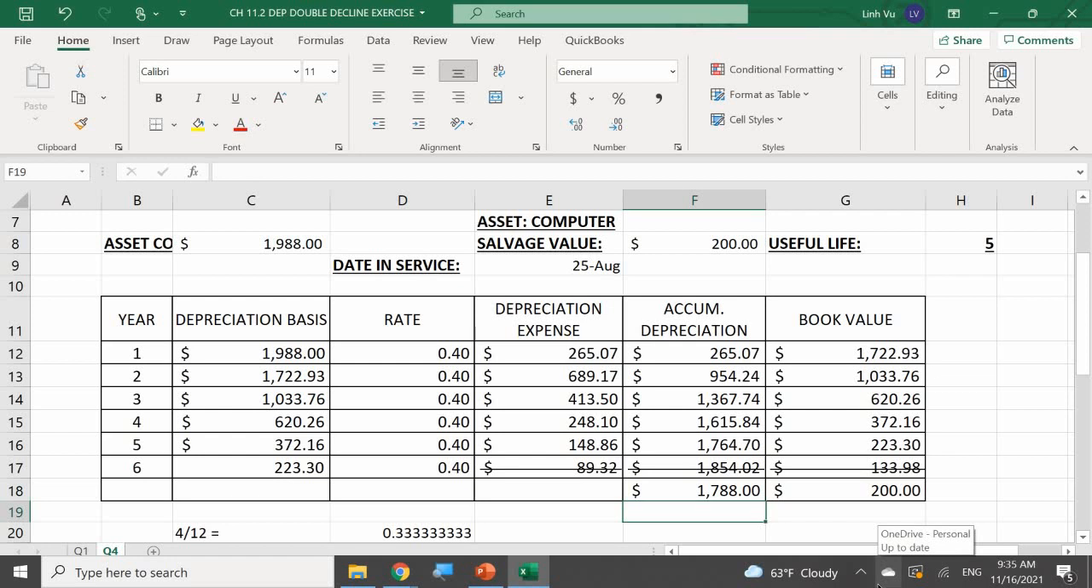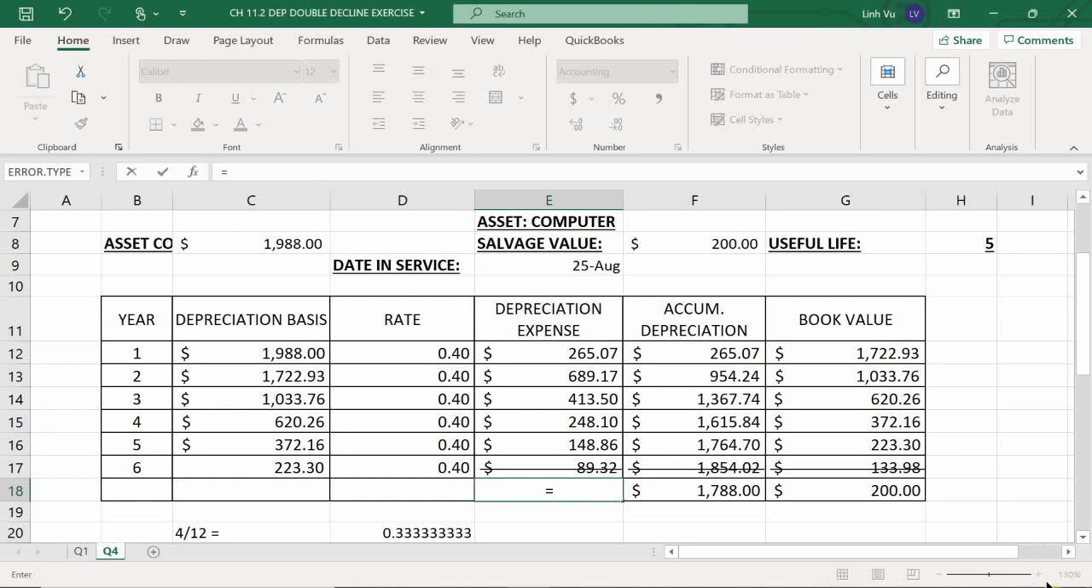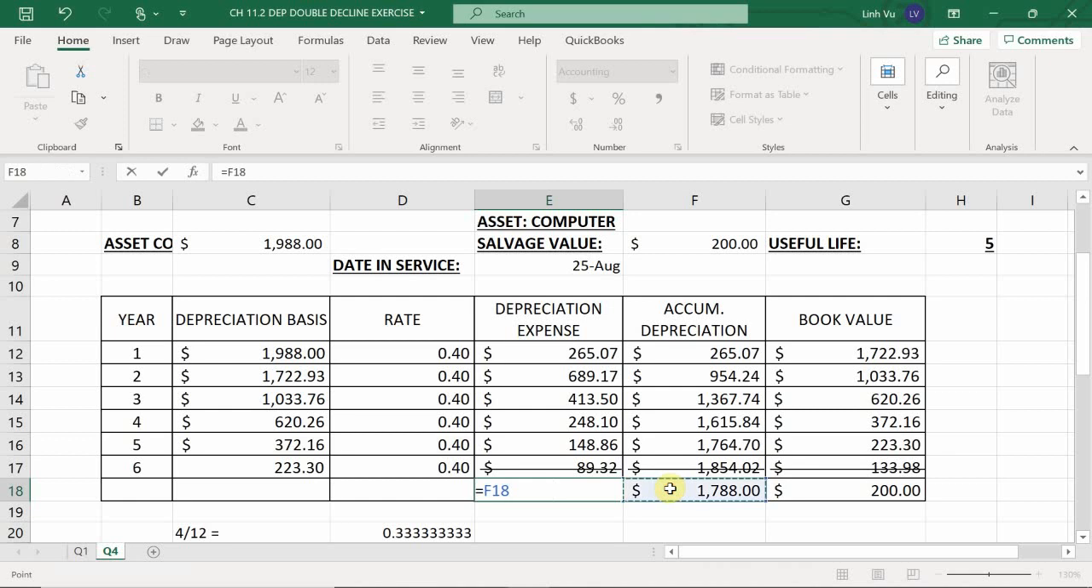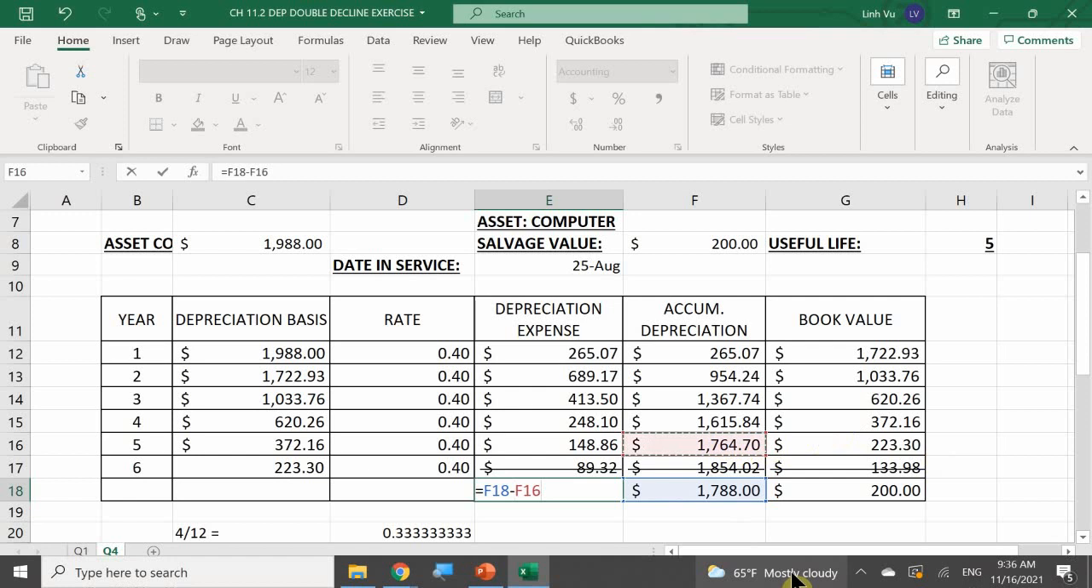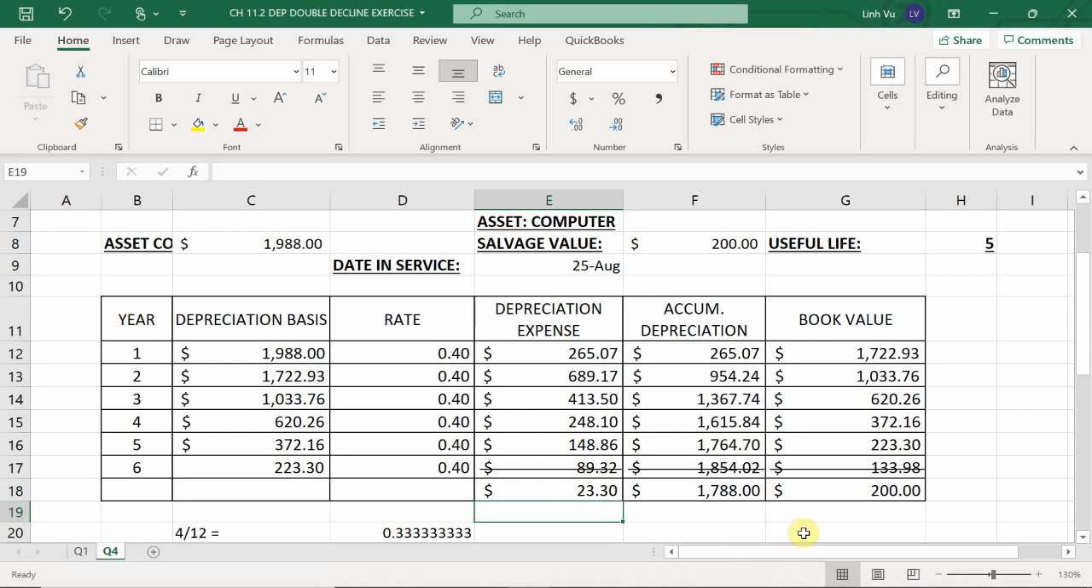Now I need to work one more step backwards because I need to solve for my depreciation expense. I know that my accumulated depreciation formula is going to be previous years plus current years. So if I plug my numbers in, I can easily solve for the remaining amount. It's going to be my accumulated depreciation minus my previous year's accumulated depreciation, which will give me $23.30 for depreciation expense.